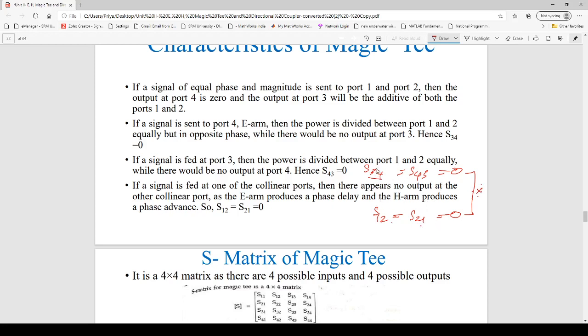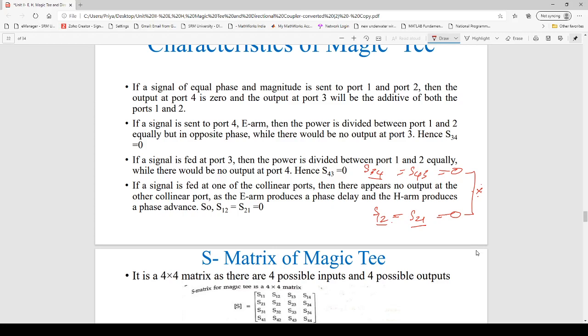It means if I give input at port 3, I will not get it at port 4. If I give input at port 4, I will not get it at port 3. If I give input at port 1, I will not get it at 2. If I give input at 2, I will not get it at 1. So 1, 2 are isolated, and in the same way 3, 4 are isolated.